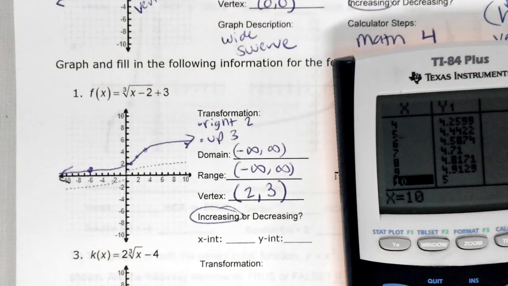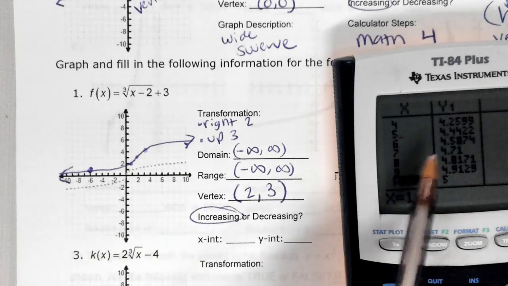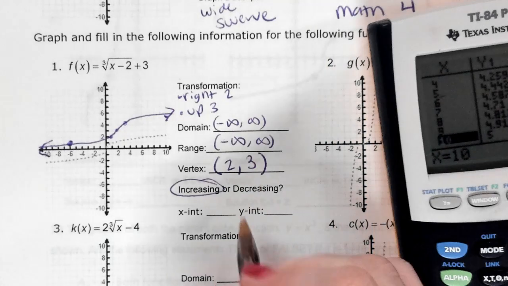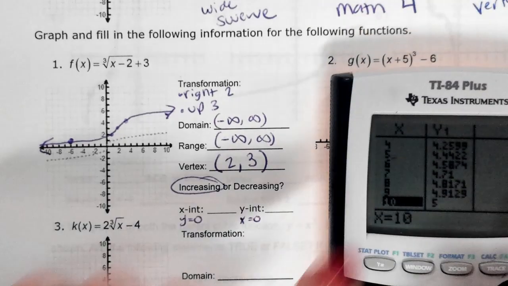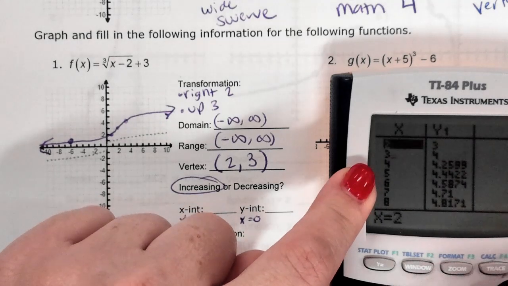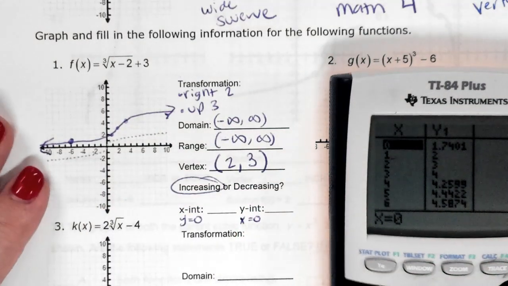Now, my intercepts are not pretty points, or at least I can't see my x-intercept, but I can find them in my calculator. So I know my y-intercept is where x equals 0. My x-intercept is where y equals 0. So x is 0 is right up here. And it's a decimal. We're just going to round, so it's going to be (0, 1.7).